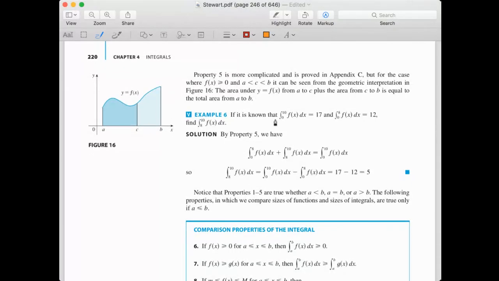So this is using the property. If it's known that from 0 to 10, the integral of the function is 17, and also known that from 0 to a, the integral is 12, then we will know the integral from a to 10. Just subtract those two, we get 5.